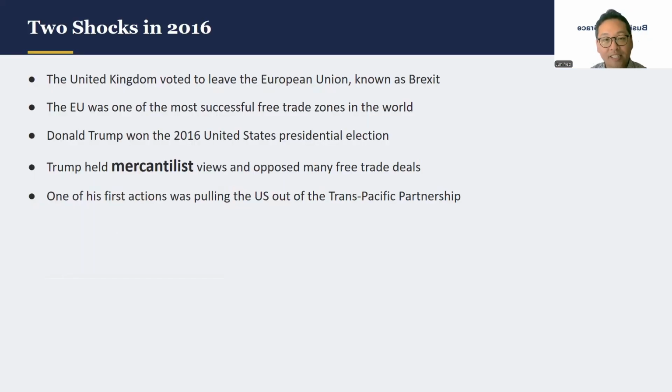The year 2016 brought two major shocks to the world trading system. First, British citizens voted in a referendum to leave the European Union. This decision is known as Brexit. It was a serious setback because the European Union has been one of the most successful free trade zones anywhere in the world. Second, Donald Trump won the 2016 United States presidential election.